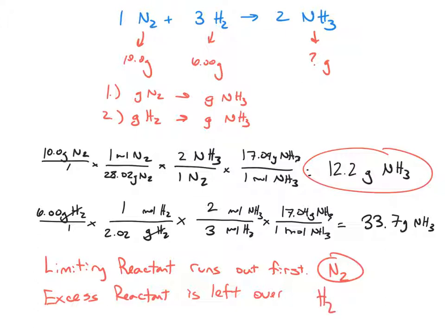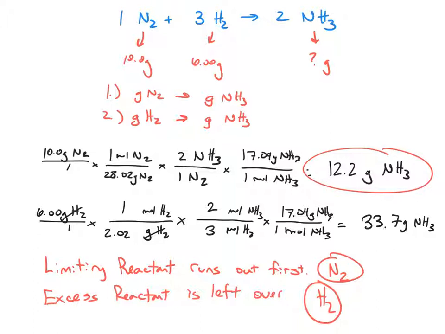So if I ask you to identify the limiting reactant and the excess reactant, you've got to go back to the beginning of the problem and decide which of the reactants runs out first. The one that produces the lesser amount is the limiting, and the one that produces the greater amount is the excess, and the lesser amount is the answer.